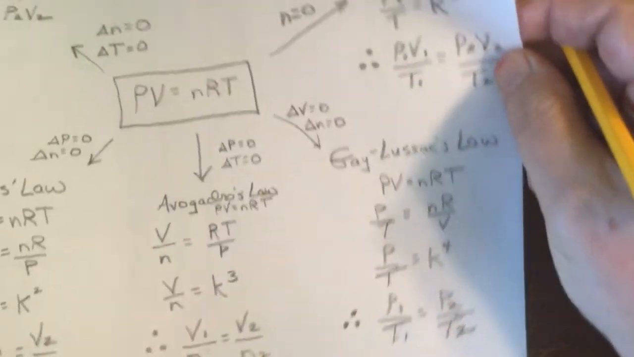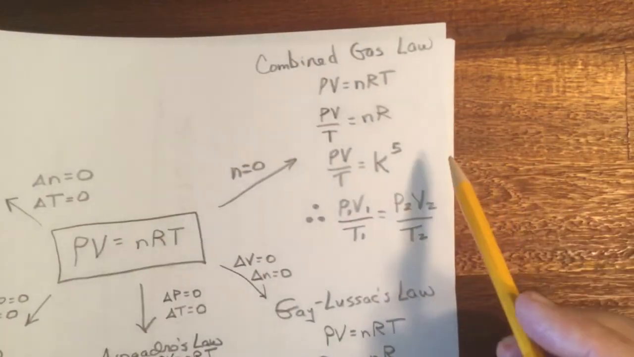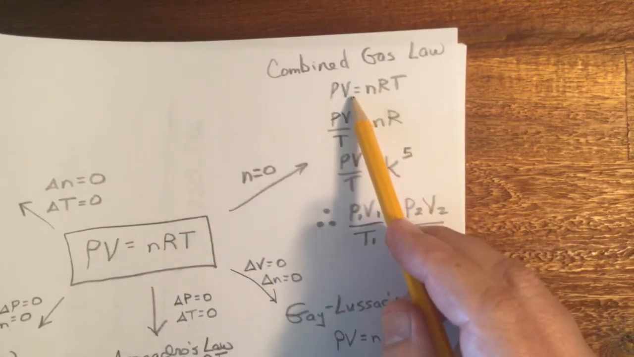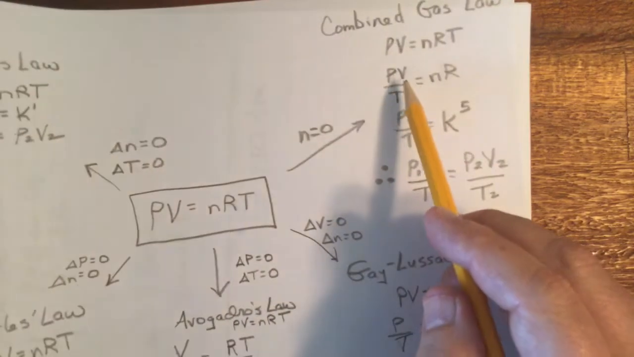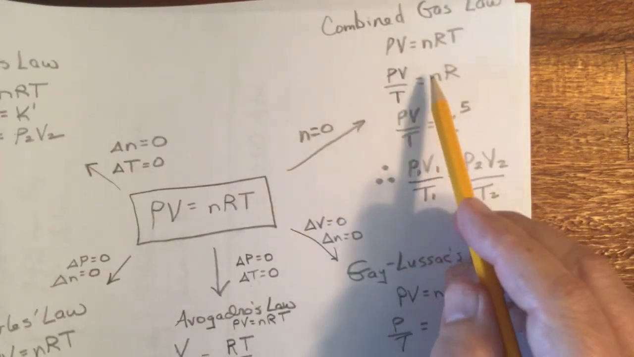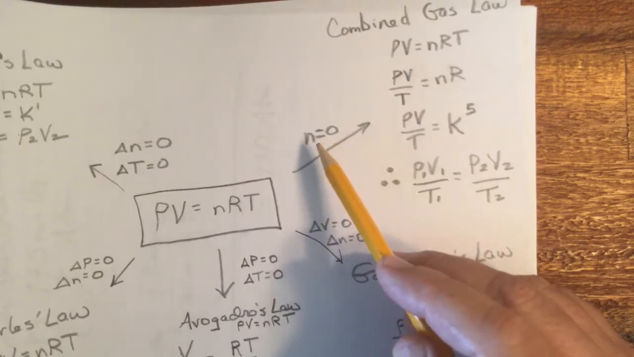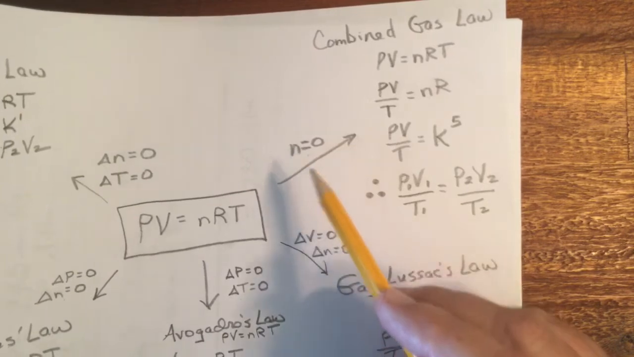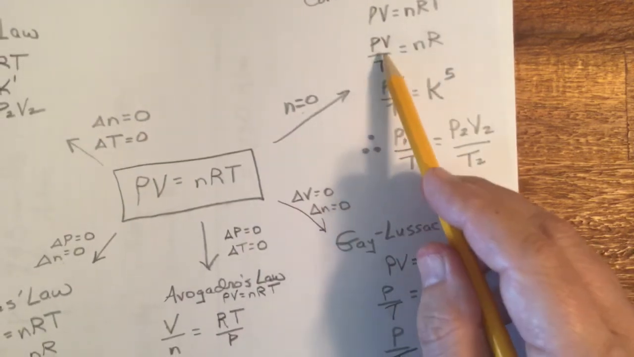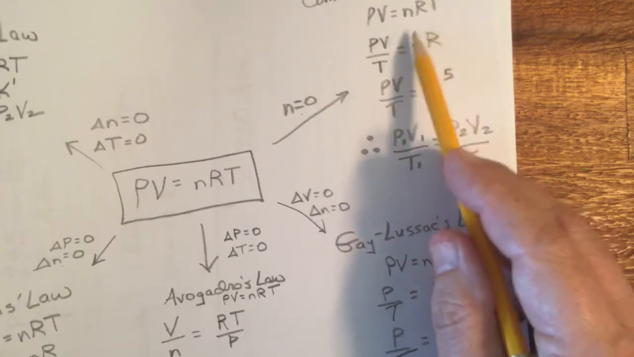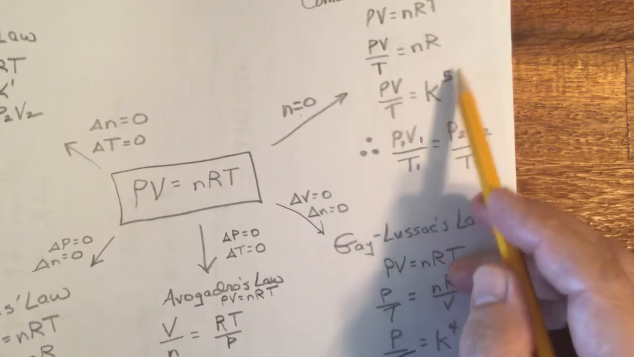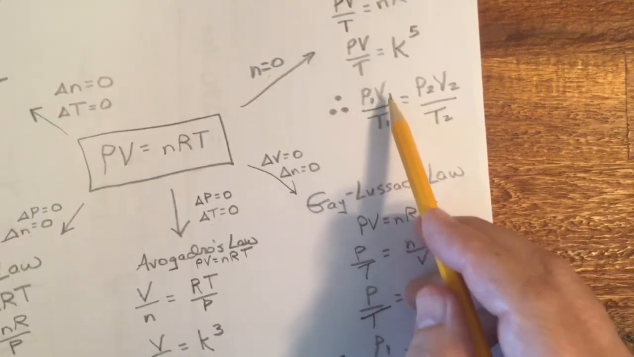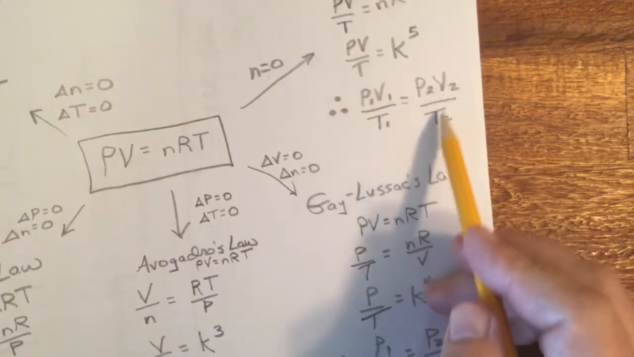And lastly, if nothing is constant, then we have from the ideal gas law, PV equals nRT. We have PV over T equals n, which is the number of moles. That's going to stay constant. When I say nothing's constant, I mean the pressure, volume, and temperature are all changing in a system. We take our ideal gas law equation, put everything that's constant on the right, represent that as K5 prime. If that's the case, we can use the combined gas law equation. It says P1V1 over T1 equals P2V2 over T2.